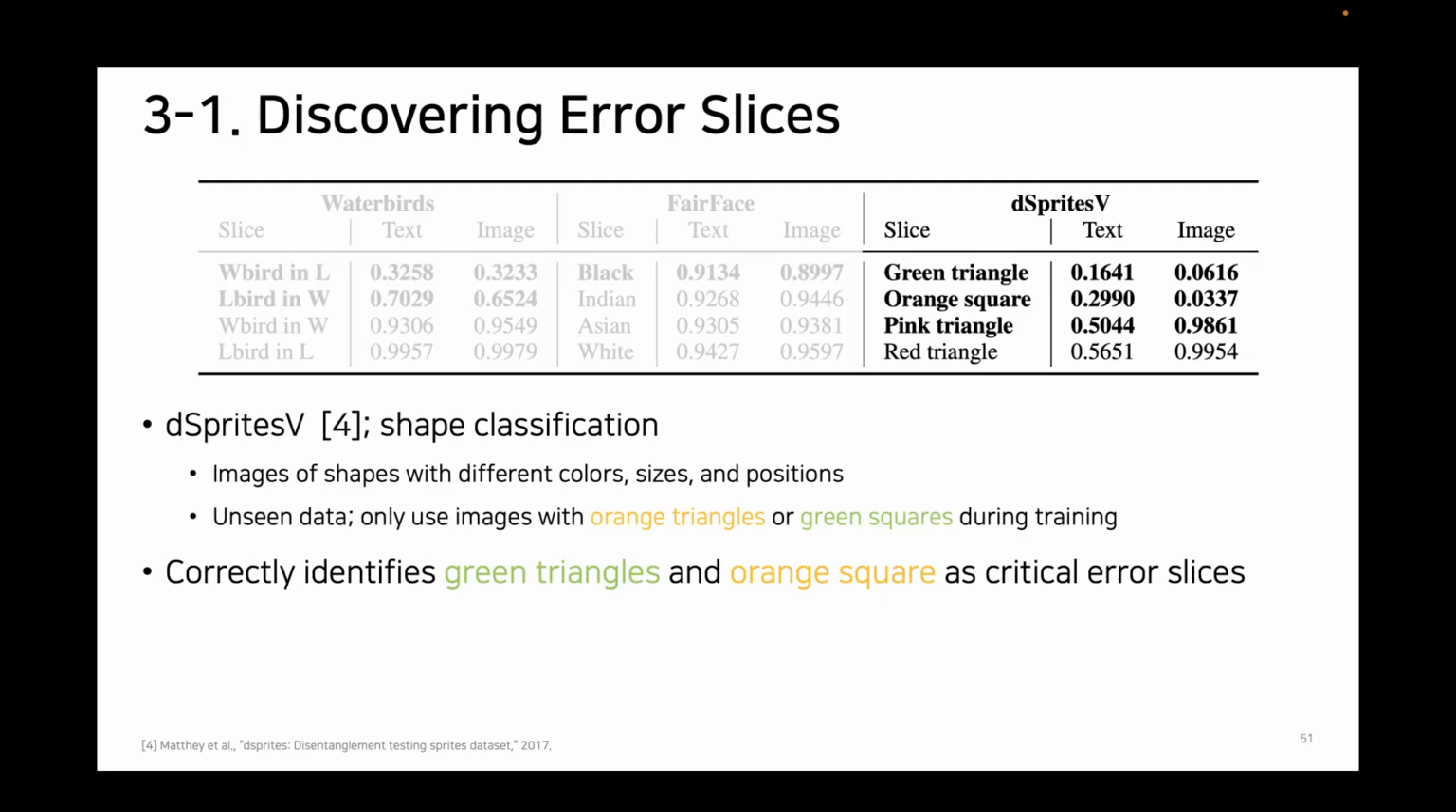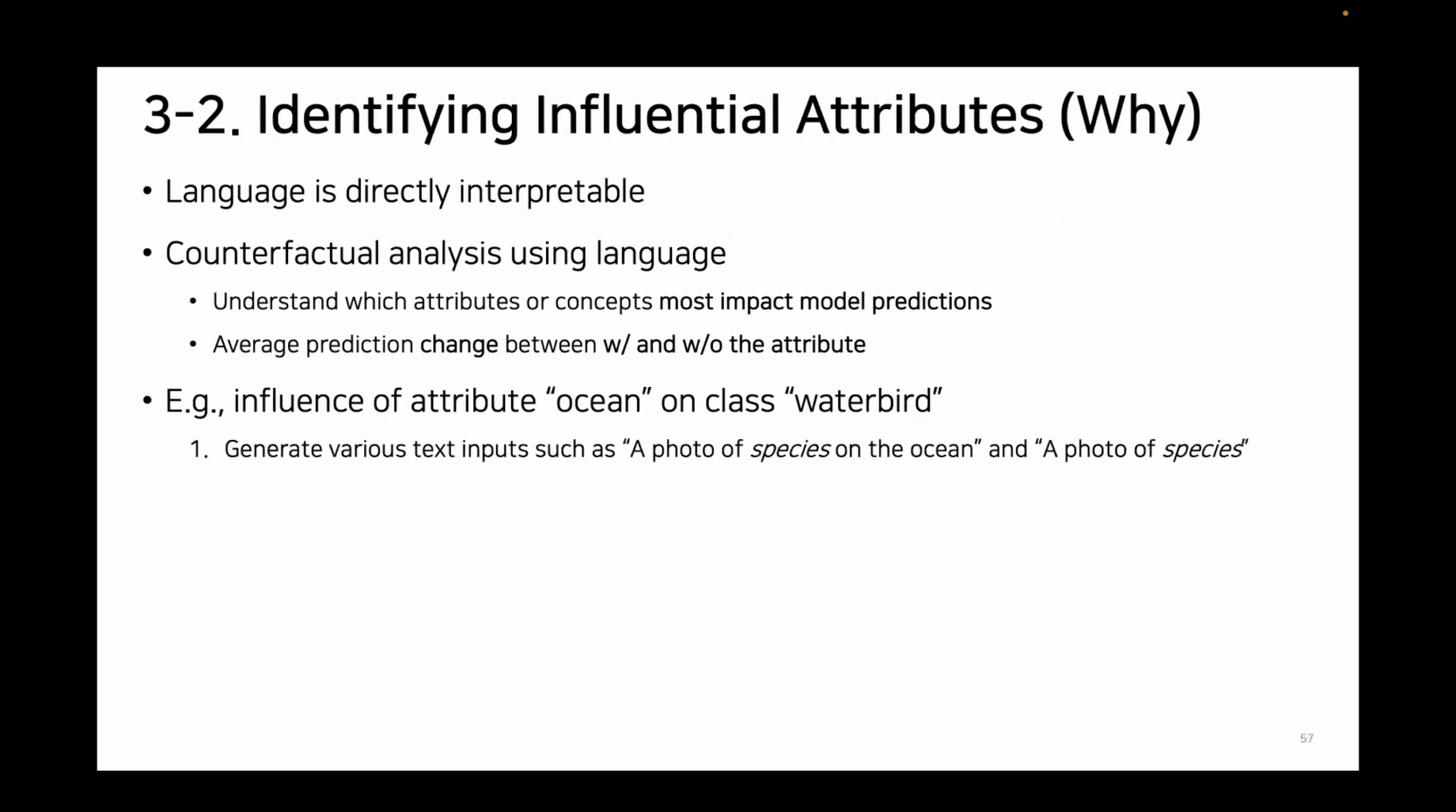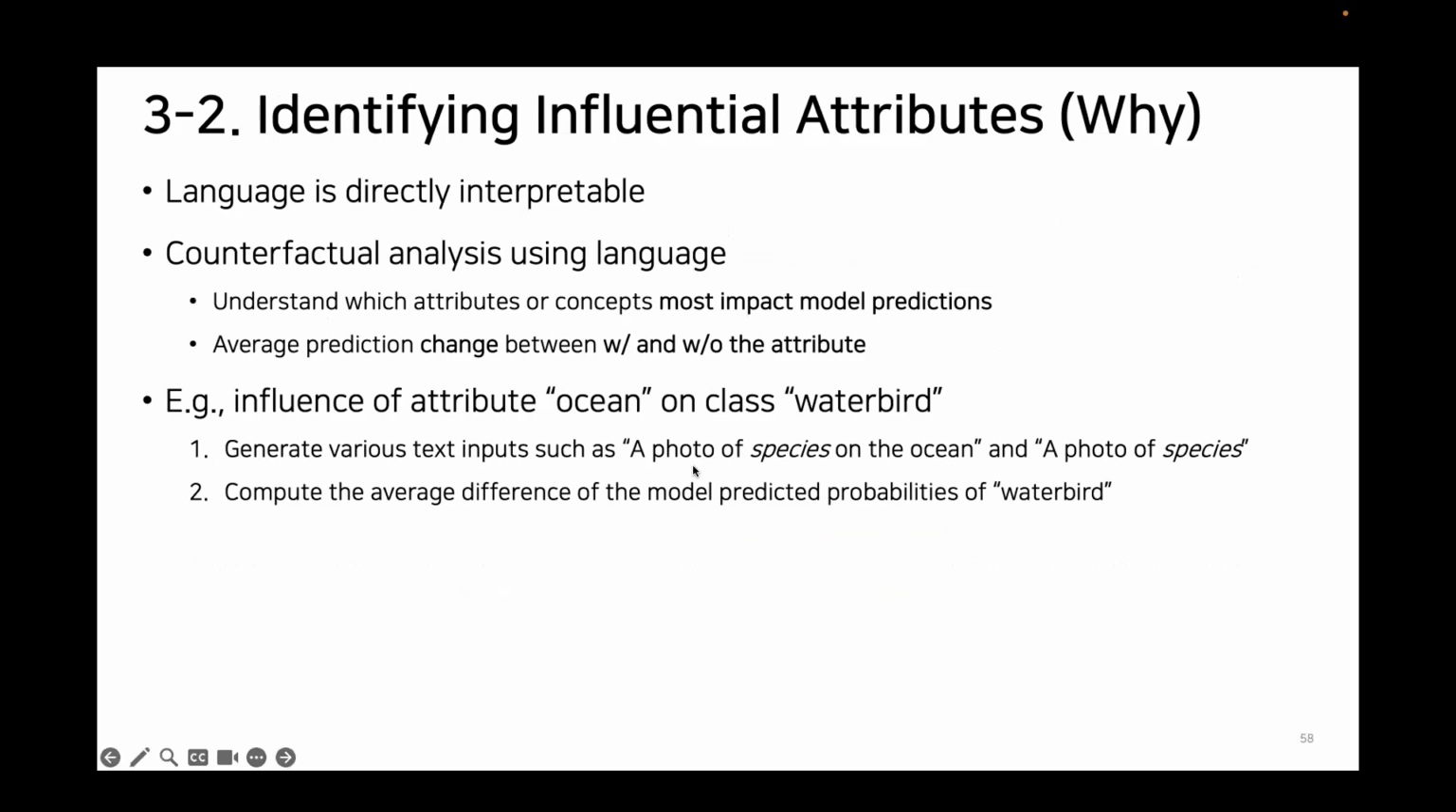I'm kind of still confused about how this Dr. ML works. Like how can you prompt the text to figure out these error slices? Do you have examples or some pipeline figures? I think there will be an example.